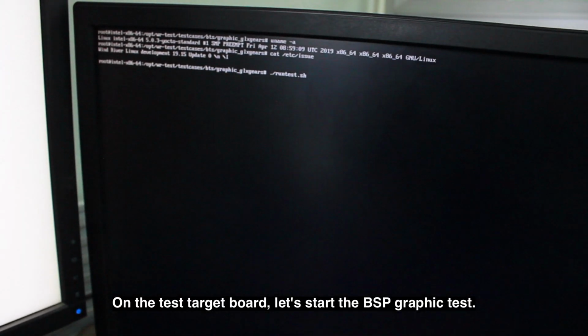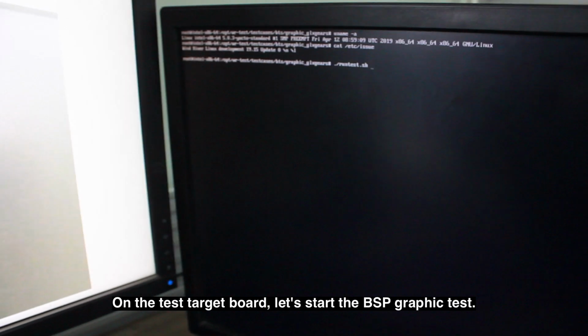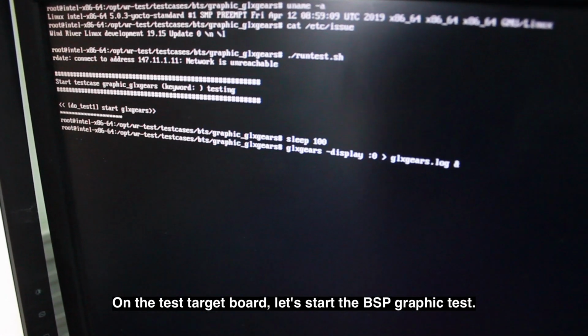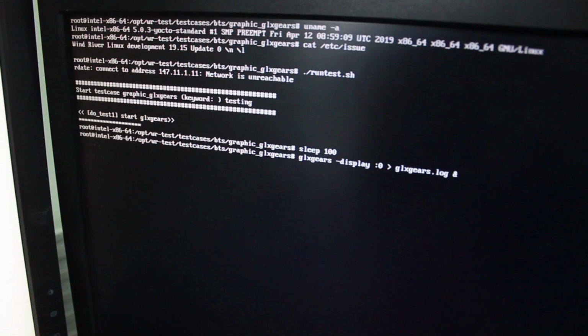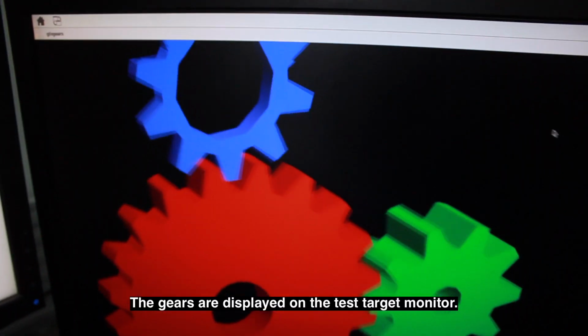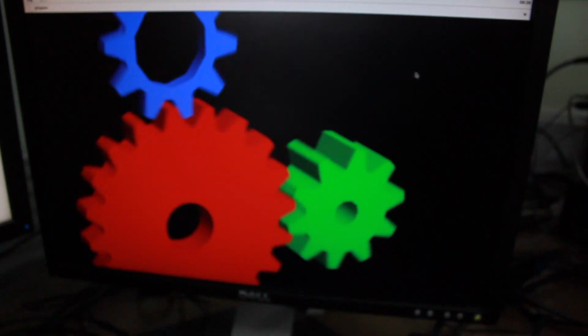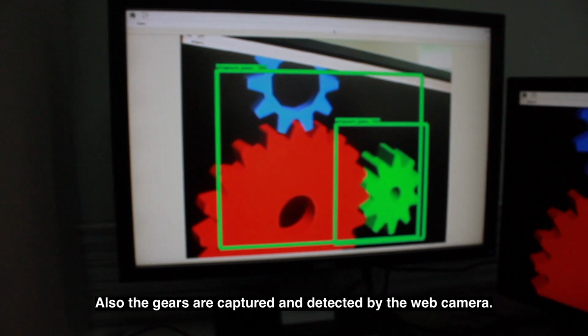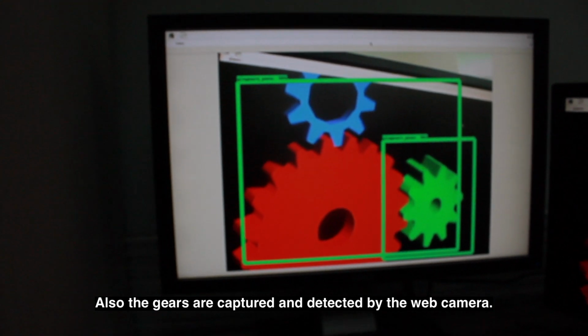On the test target board, let's start the BSP graphic test. The gears are displayed on the test target monitor. Also, the gears are captured and detected by the web camera.